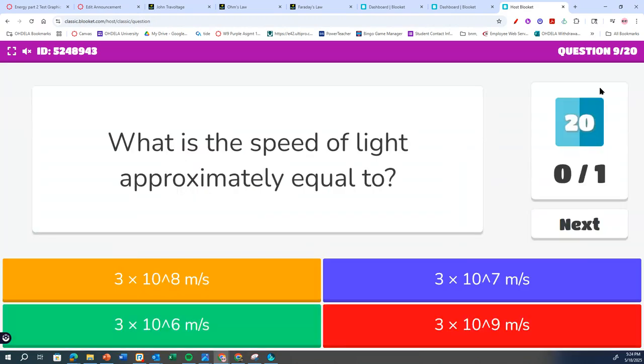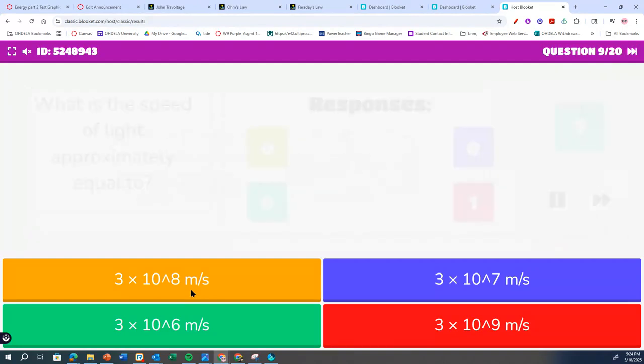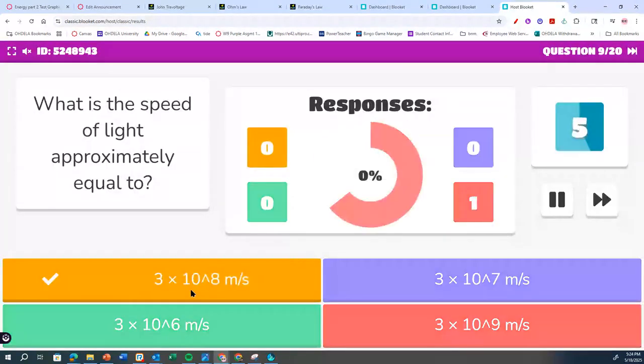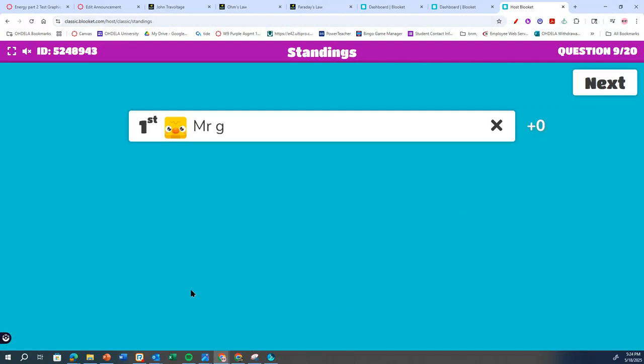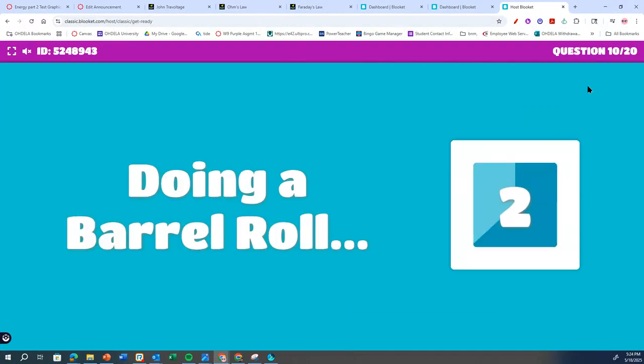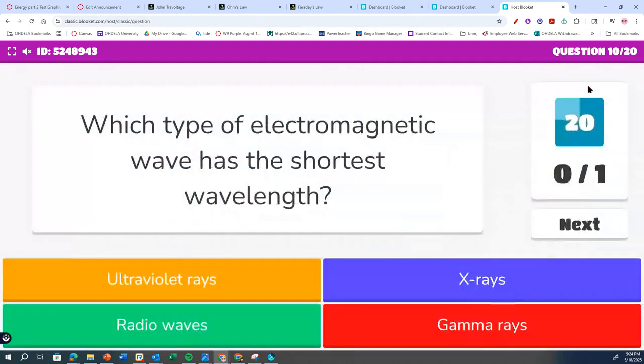Next question. What is the speed of light approximately equal to? I think 3 times 10 to the 8th is what I'm looking at, or 3 times 10 to the 9th. Let's try 3 times 10 to the 9th. Is that right? Nope, 3 times 10 to the 8th. I was close. I did not get that one right. I've got to look at my notes.